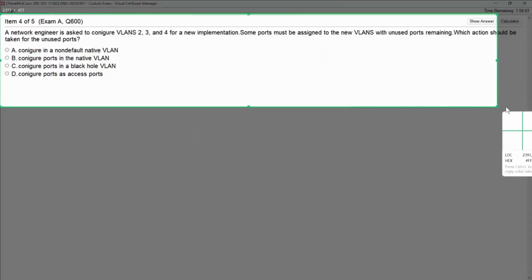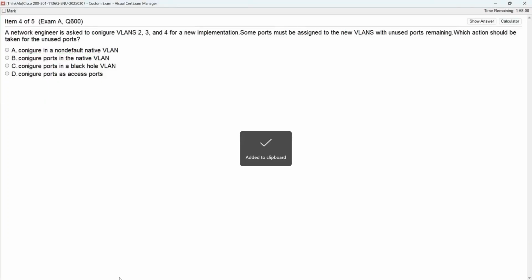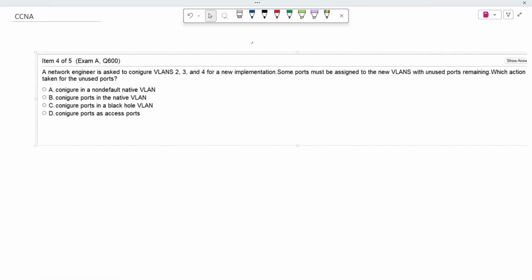All right, fourth question. The fourth question specifically asks, the network engineer is required to configure the VLANs, specifically VLAN 2, VLAN 3, and VLAN 4 for this brand new facility. That is, some ports must be assigned to them. Assigned to some new VLANs, but there are still unused ports left over. What should be done with the unused ports?